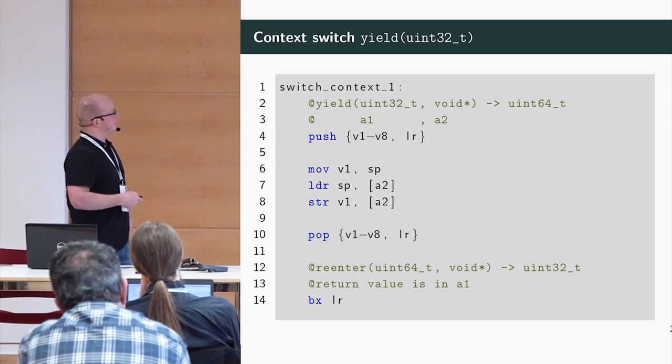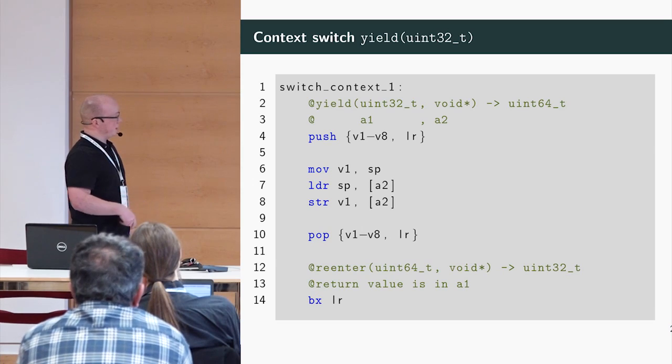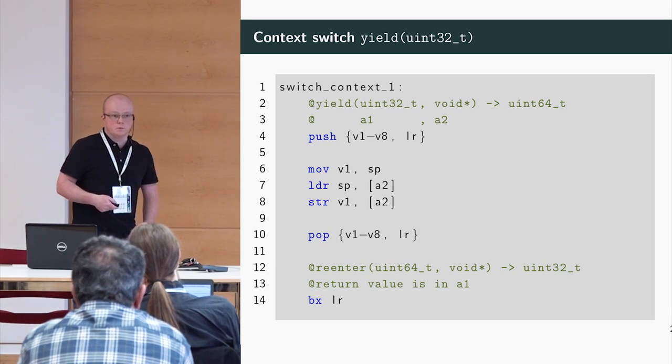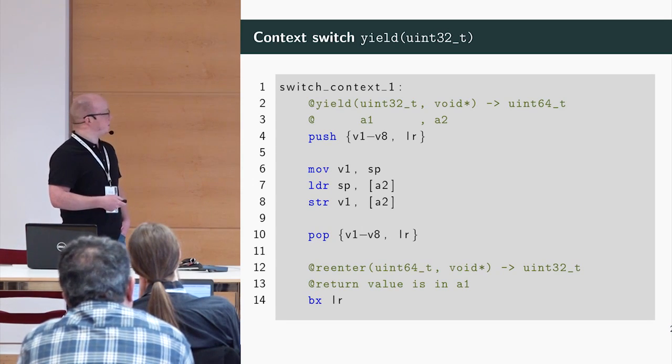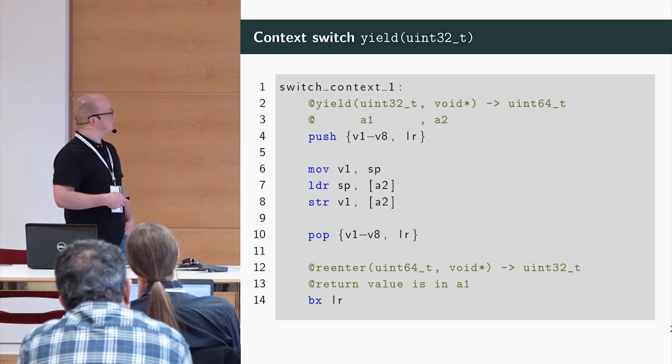So that's a strange thing that we call it here and return from another function. At this point, the 32-bit value is already in register A1, which is where we expect the return value to be. So we just return. We don't have any overhead for passing a value through. So I think that's quite nice.